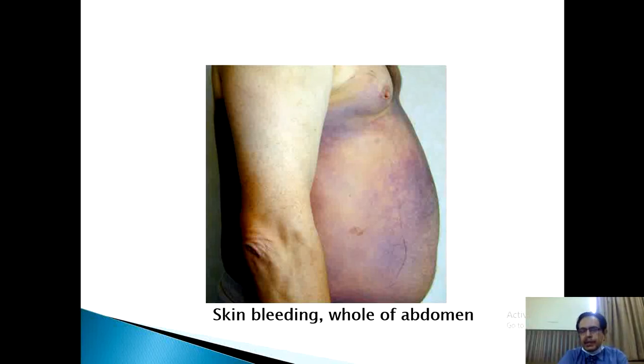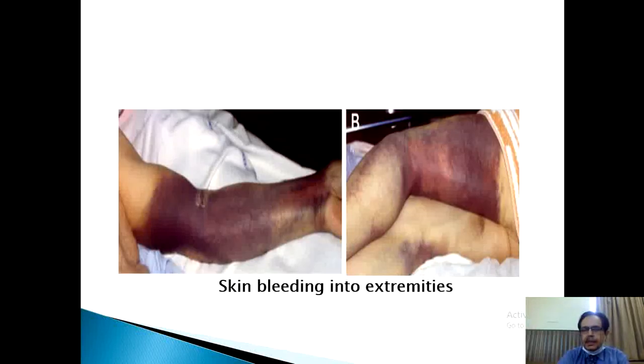See, the back of the torso, front of the torso, and limbs, they can all have extensive skin bleedings. See, here the thighs and the left side, there is extensive bleeding into the leg and lower part of the thigh also.